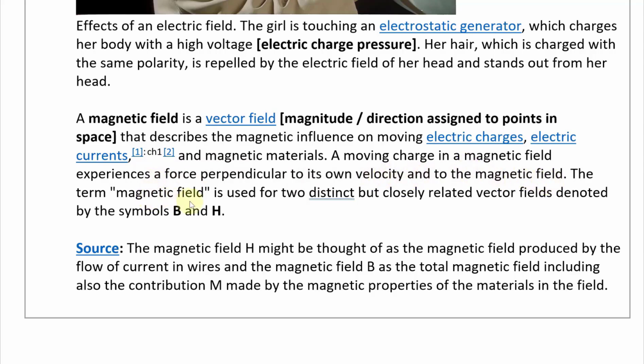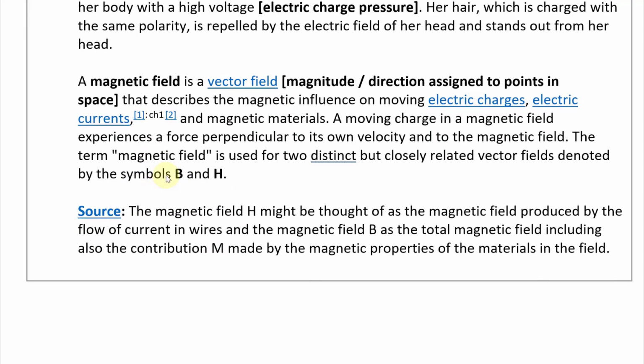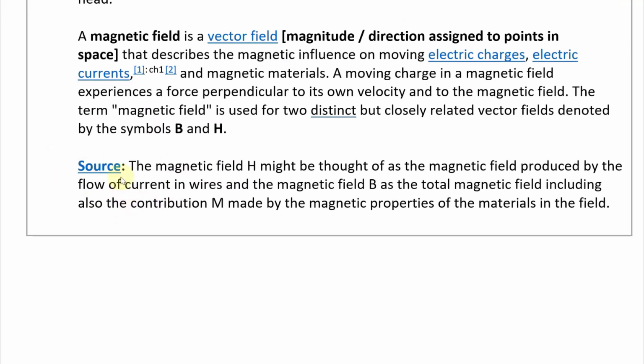The term "magnetic field" is used for two distinct but closely related vector fields denoted by the symbols B and H. Here's from another website, just as a good comparison. Just a good way to think about it. So the magnetic field H might be thought of as the magnetic field produced by the flow of current in wires, and the magnetic field B as the total magnetic field, including also the contribution M made by the magnetic properties of the materials in the field.